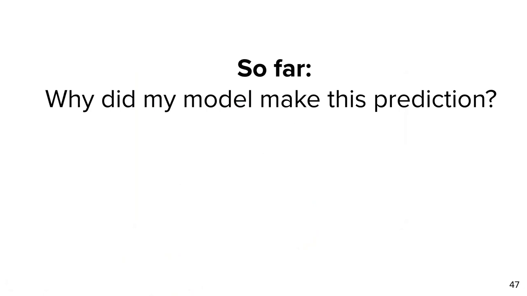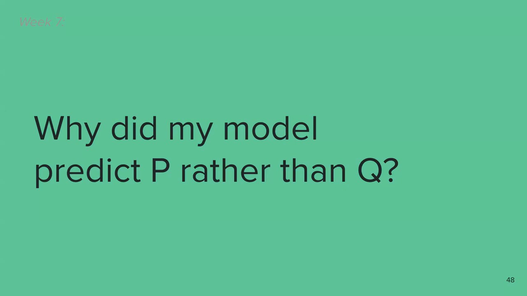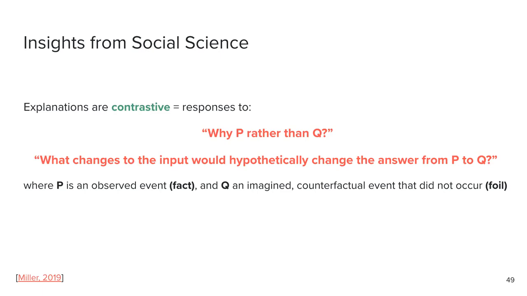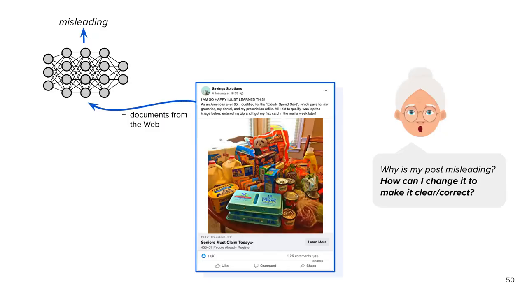And finally, so far we have focused on why did my model make this prediction? Another question you can ask is, why did my model predict this label instead of another label? And answering this question is very human. When we are giving explanations to each other, very often those explanations are contrastive. They are answering why this and not that, even though we imagine the counterfactual, the contrastive case, in our head. We don't explicitly ask why this, not that, but in our heads, that's kind of what we are actually hearing.